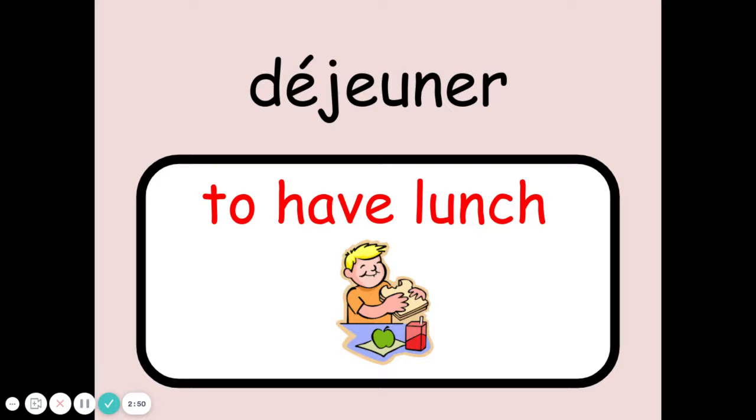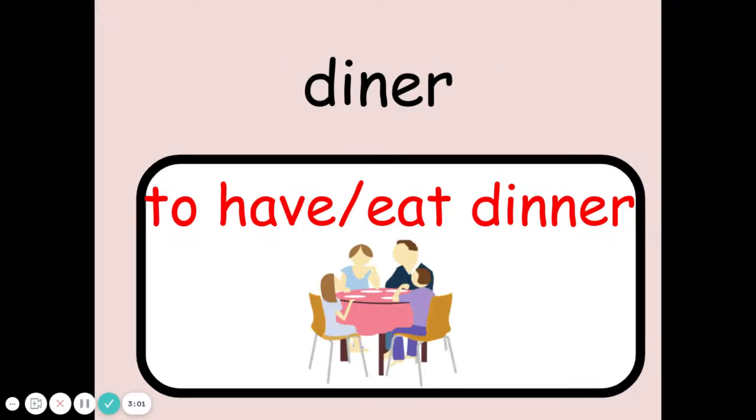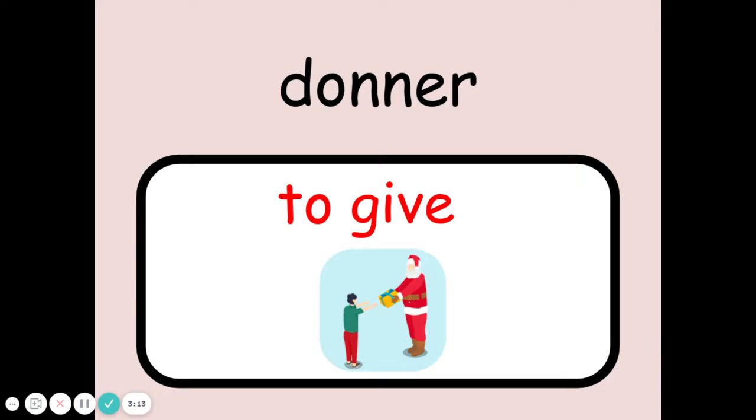Déjeuner, to have lunch. We've had that before too. Détester, to hate, to dislike, to detest something. Dîner, to have or to eat dinner. We have to add a bunch of words in English to say that. In French, it's one word, dîner. Donner, to give. That's where we get the word donate from in English. You are giving something.